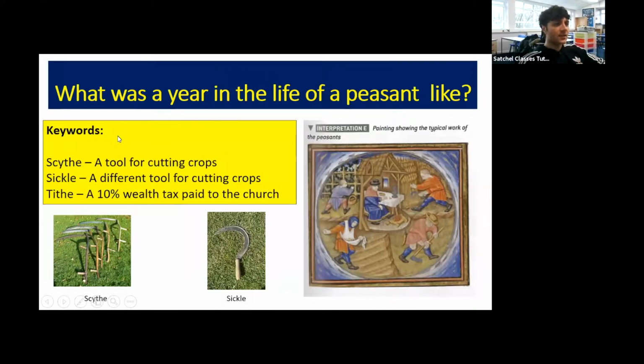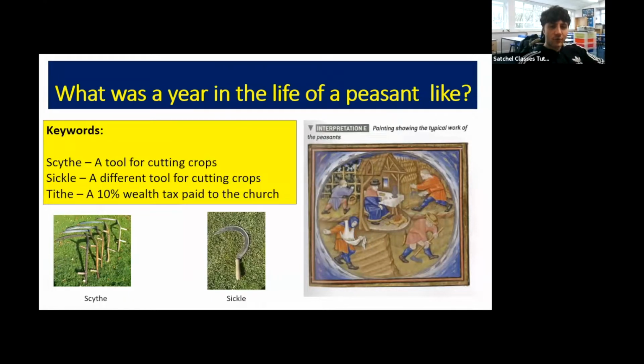So to start the lesson, I suggest you get a pen and paper, write down this title and then these three key words. So the first keyword is scythe. A scythe is a tool for cutting crops and it is pictured down there on the left. It sort of looks a little bit like what the Grim Reaper holds, if you've ever seen a picture of the Grim Reaper. Then we have got sickle.